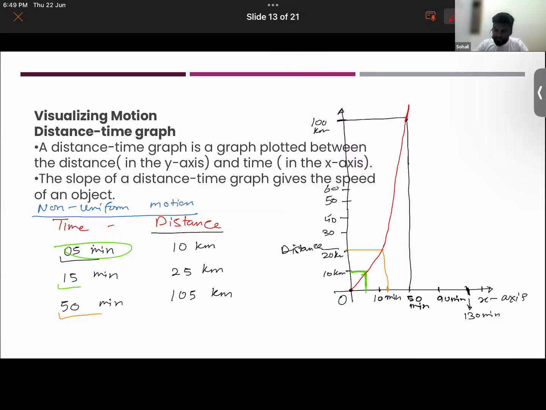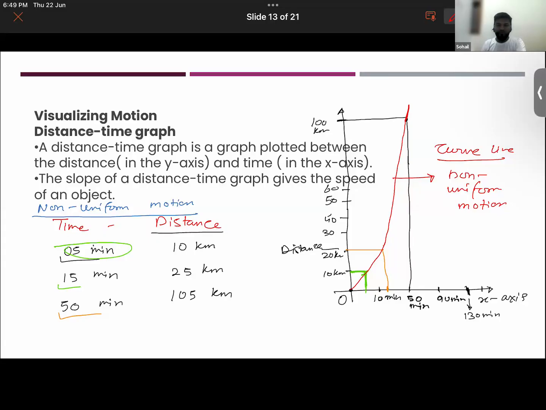Is the line straight here? No, sir. No, it's not straight. It's a curved line here, right? So we say that for non-uniform motion, we will be obtaining a curved line. So what does this curved line represent? It represents non-uniform motion, right? This curved line will represent the non-uniform motion of the body. Hope you got this one.